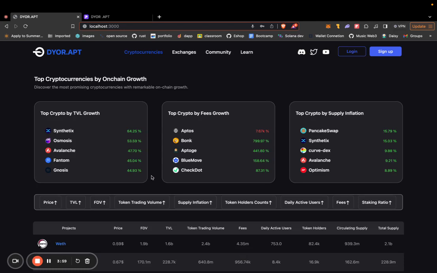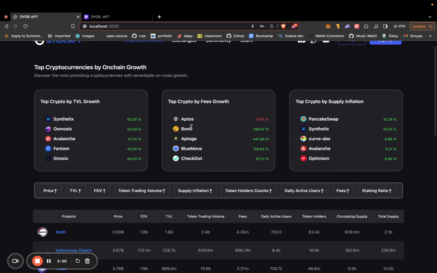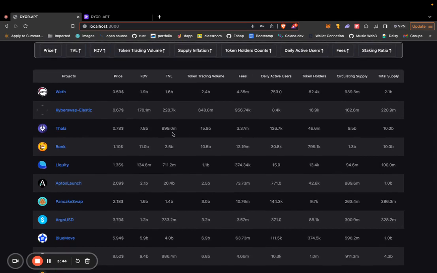So after coming to this platform, you can see the first three cards that will tell you about the top TVL growth, top fees growth, and top supply inflation in the tokens right now. If you scroll down, you can see some of the tokens that are listed on Aptos.